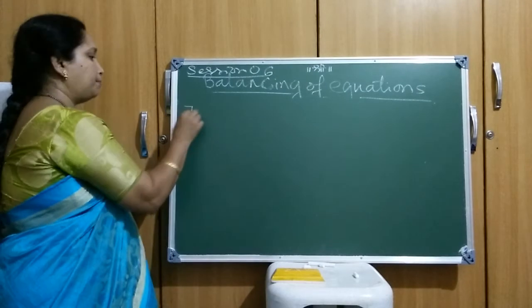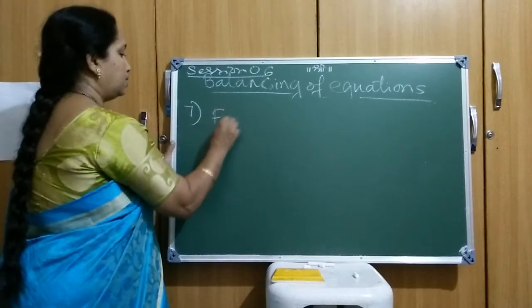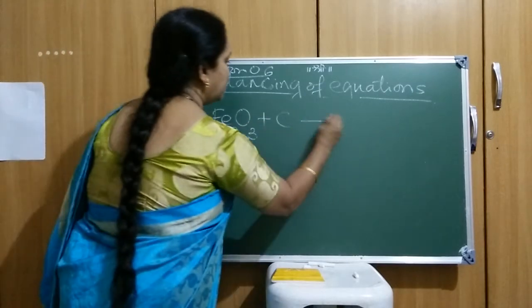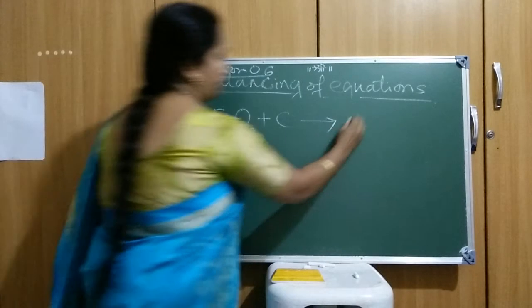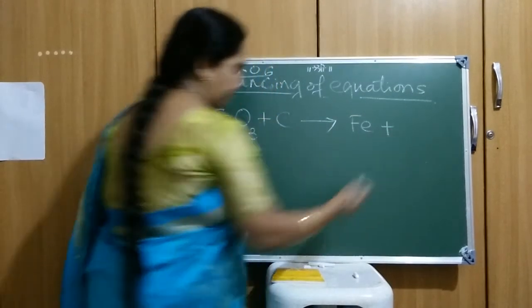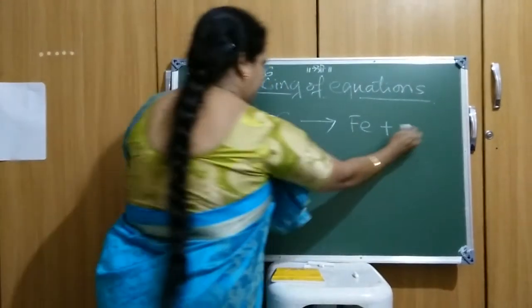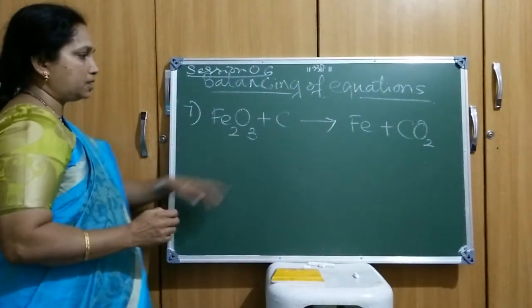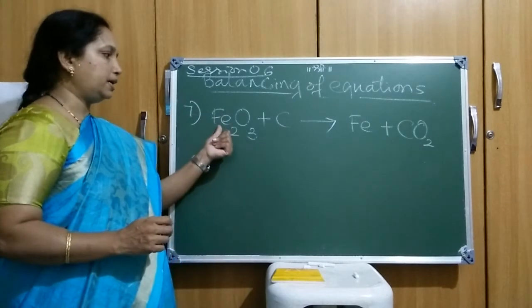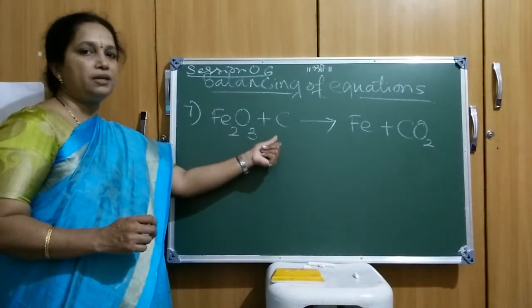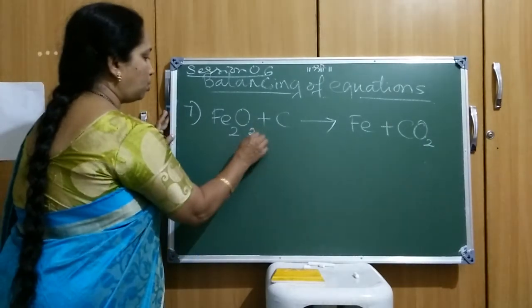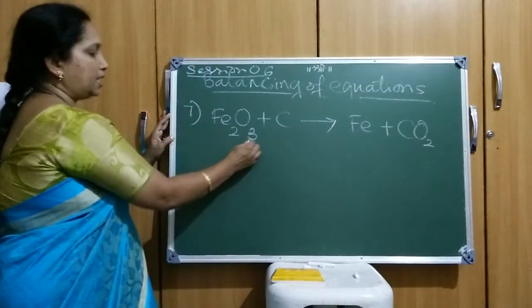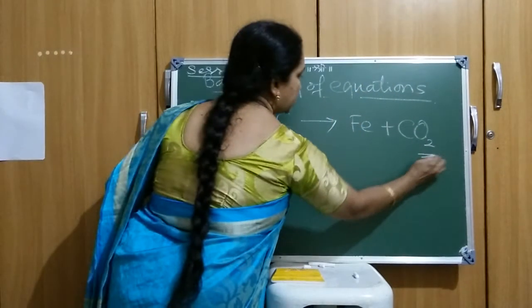So seventh example, that is Fe2O3 plus carbon giving out Fe plus CO2. Right? And in this reaction, if you see that the carbon displaces the iron, so it is also an example for the displacement reaction. Okay. And if you observe over here, Fe2O3 is there, Fe is there, CO2 is there. The same thing, oxygen here 3, oxygen here 2.